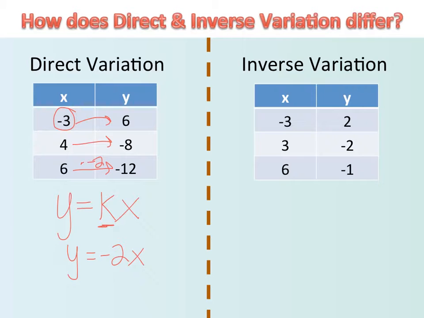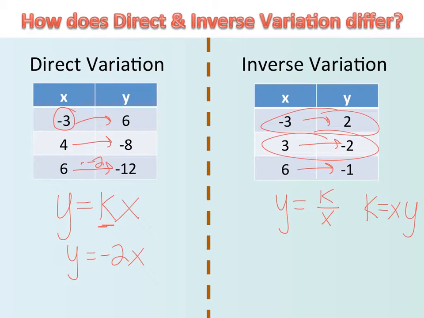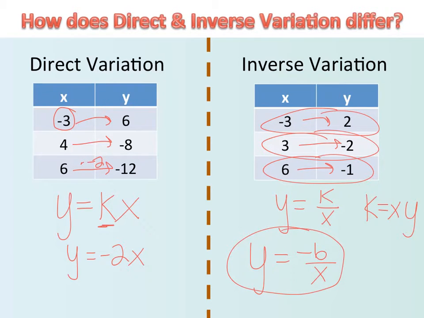With inverse, if you go from -3 to 2, and 3 to -2, and 6 to -1, there is no constant multiplication going on to get from x to y. The equation for inverse variation says the constant of variation is some number you're dividing each x by to get that y, and the way you find k, we said, is multiplying x and y. So if you take each group and multiply, we should get the same value. -3 times 2, 3 times -2, 6 times -1 are all -6. So k is -6, and that would be your inverse variation equation.